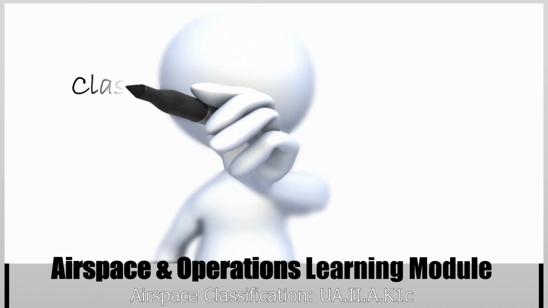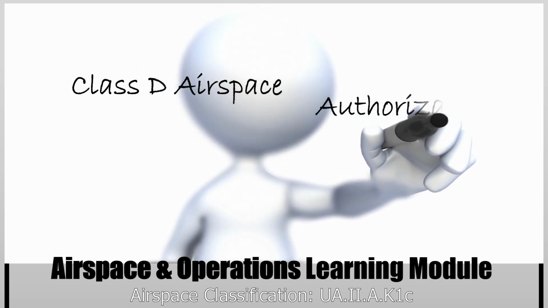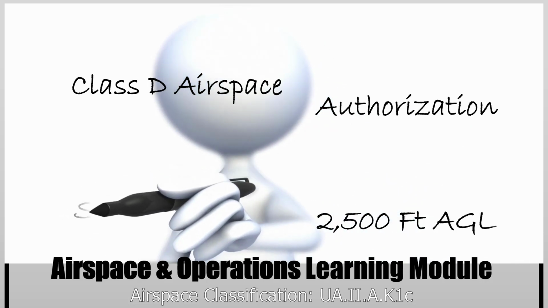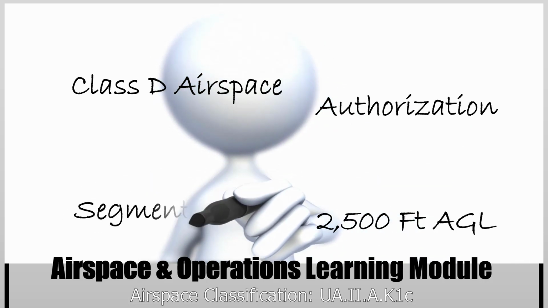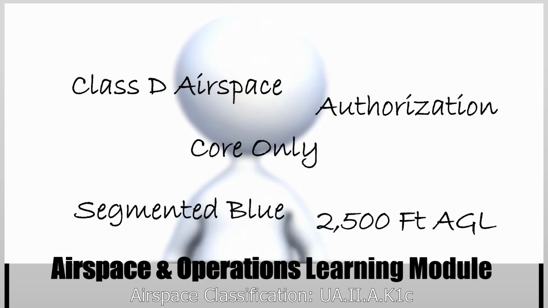Welcome back. In this session, we'll be covering Class D airspace, which, like the others, requires authorization. The vertical height of a Class D goes from the surface up to 2,500 feet AGL. It's identified by segmented blue lines and no layers, just a core.